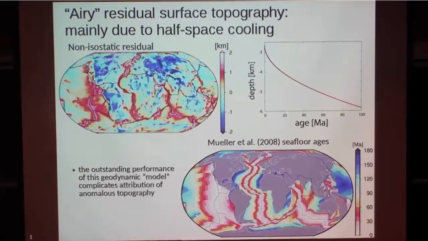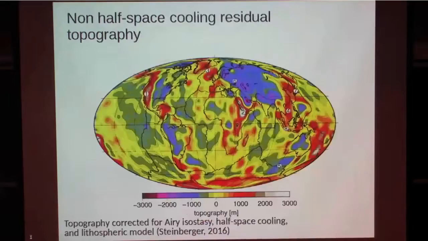We can take it out, we can correct for the half-space cooling, and we can come up with a map like that. And that is now anomalous topography, taking out the half-space cooling, not considering that dynamic, and that would be the signal that has to be explained by mantle convection. This is from Bernhard Steinberger's work. And you see some stuff that's common in many models, big high over parts of Africa, western United States, and other features that I won't have time to discuss.